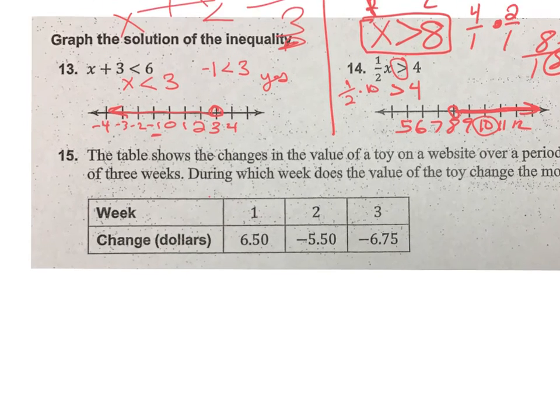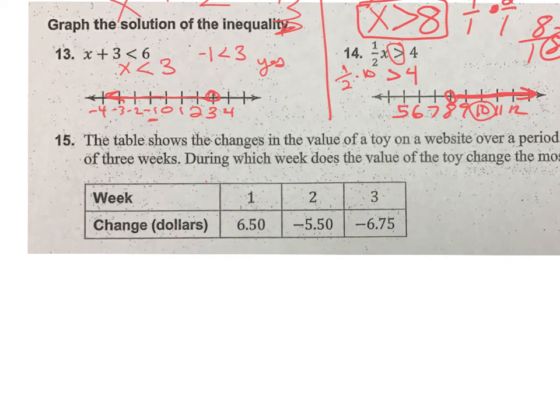Okay. Let's look at this next one. It shows a table, 3 weeks, and toy change in dollars. So in week 1, it changed a positive $6.50. In week 2, it changed to negative 5.50, and in week 3, it changed to negative 6.75. It's asking what is the greatest change.